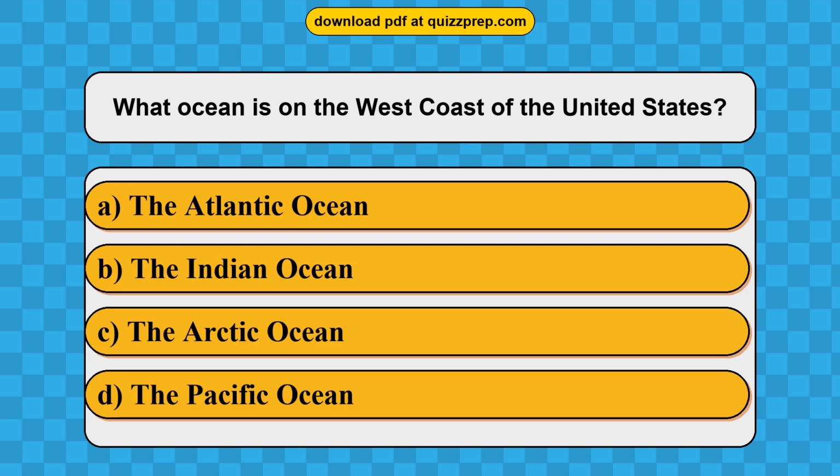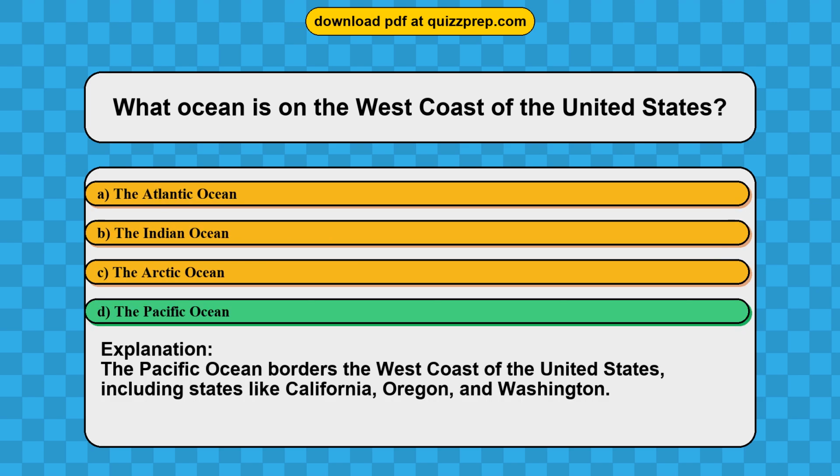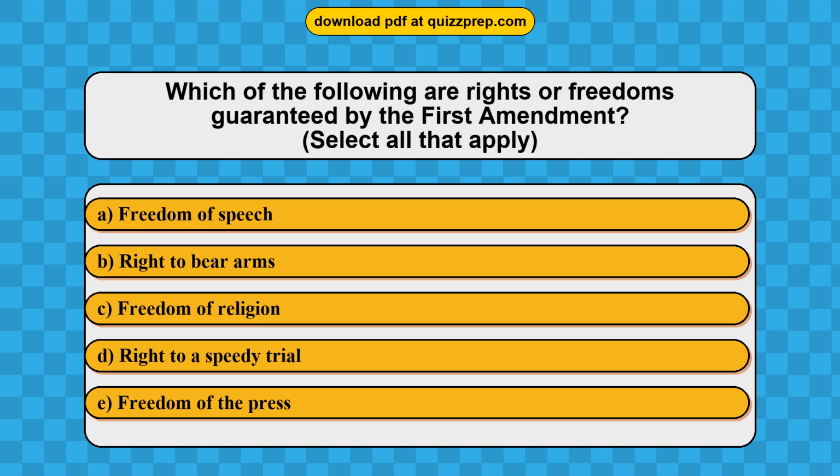Question 60. What ocean is on the west coast of the United States? Option A. The Atlantic Ocean. Option B. The Indian Ocean. Option C. The Arctic Ocean. Option D. The Pacific Ocean. The correct answer is option D. The Pacific Ocean. The Pacific Ocean borders the west coast of the United States, including states like California, Oregon, and Washington.